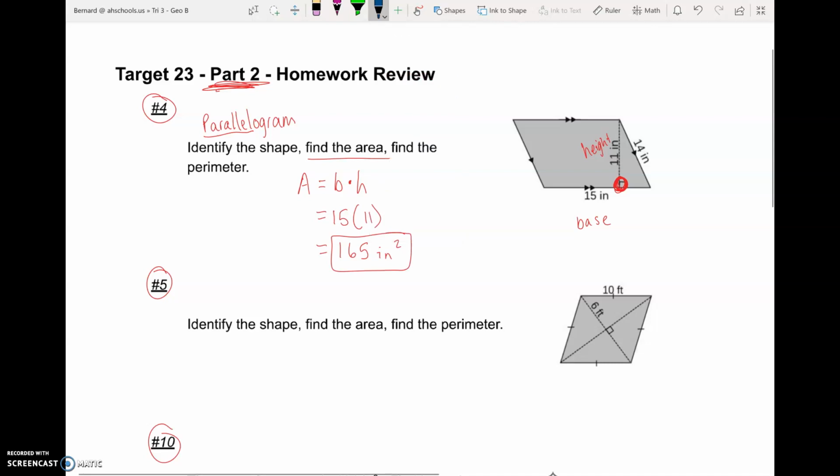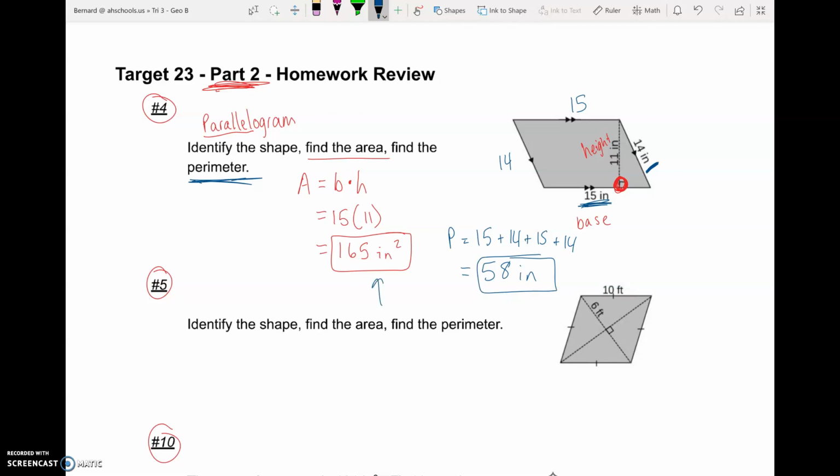And then the perimeter, we just have to add all four sides together. We only know two. We know the 15, which is the bottom, and this 14, which is a slanted side. But the thing about the parallelogram is top and bottom are the same, and left and right are the same. So if the bottom's 15, top's going to be 15. Right side's 14, left side's got to be 14. And so then our perimeter, we'll just add all that together: 15 plus 14 plus 15 plus 14. When we add all that together, I believe we get 58 inches, and that is our perimeter. So it's a parallelogram, area of 165 inches squared, perimeter of 58 inches.